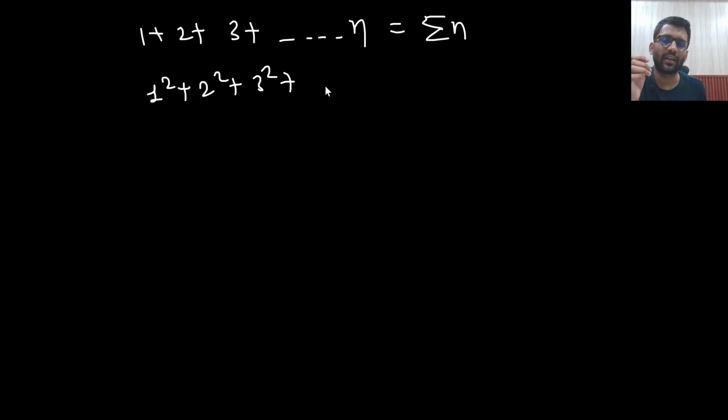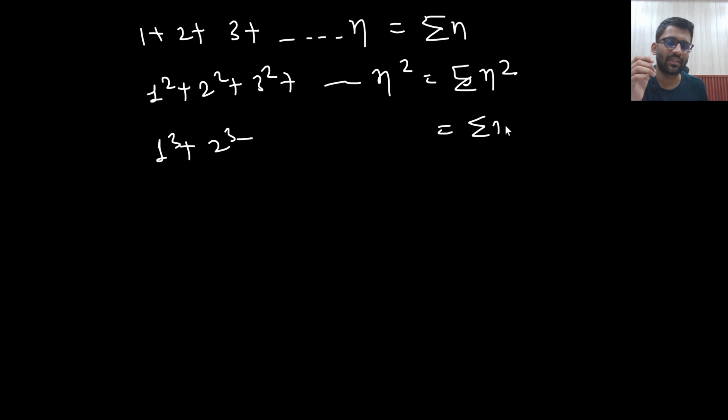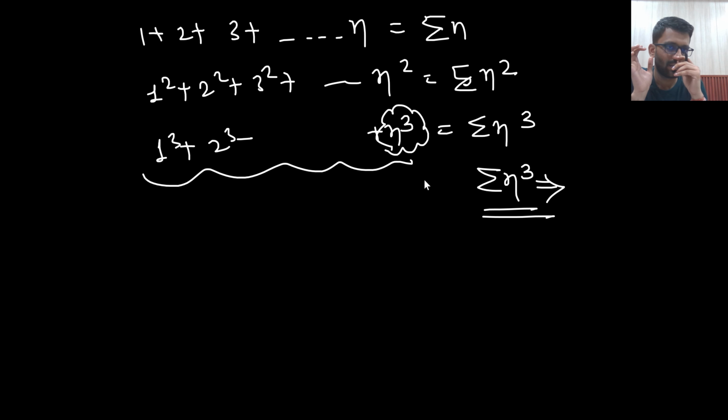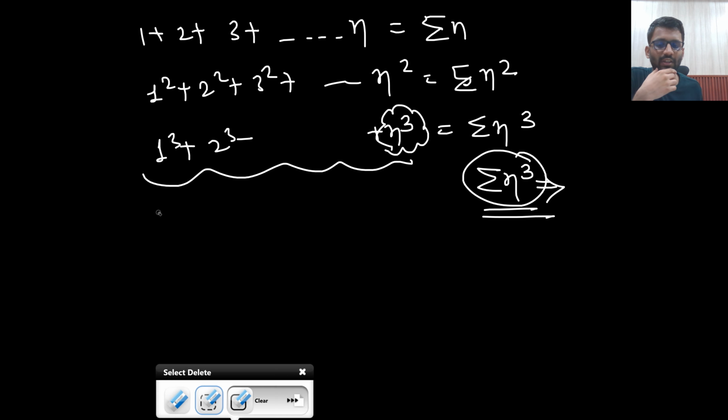Okay. Tell me one thing. When I was doing 1 plus 2 plus 3, I was writing this as summation n, right? When I was doing 1 plus 2 square plus 3 square, I was writing it as summation n square. 1 cube plus 2 cube, I was writing as summation n cube. So the summation of the nth term will give me the complete addition, right? If I know the nth term, I just need to put the summation and it will give me the complete addition.